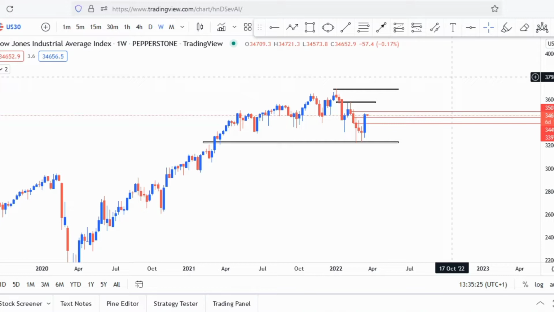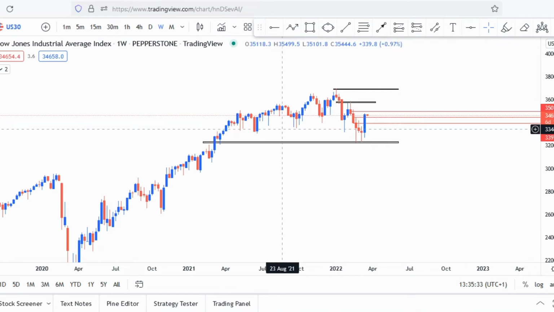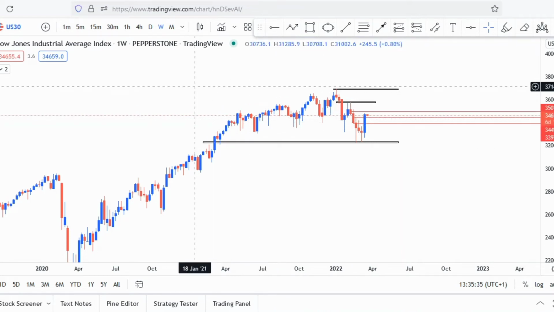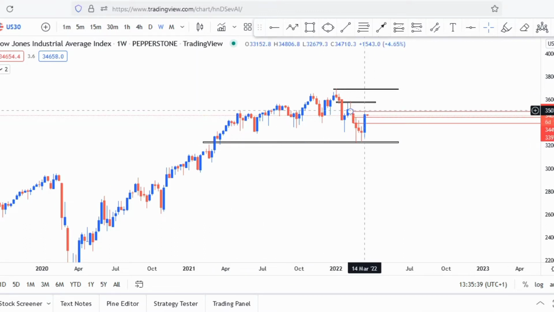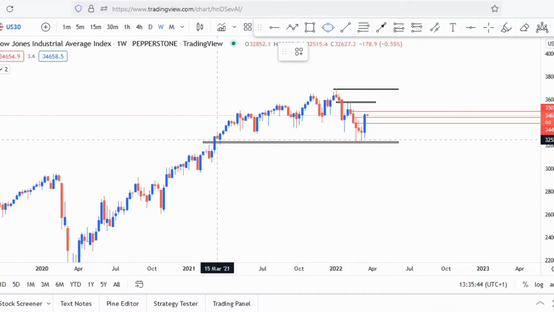In this video, I want to talk about my analysis for US30 for this week. And as usual, I'm starting off with the weekly time frame. I work my way down to the 4 hour time frame or the hourly time frame. On the weekly time frame, we can see that price has bounced off this support area here.